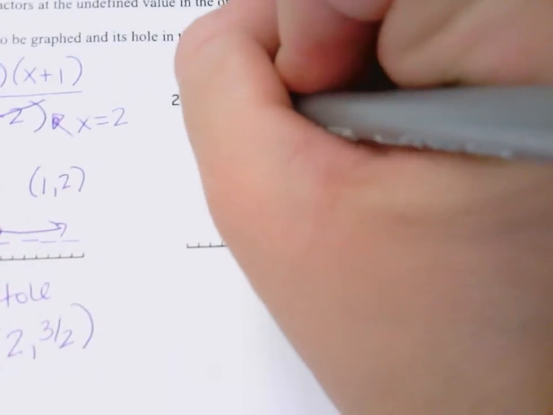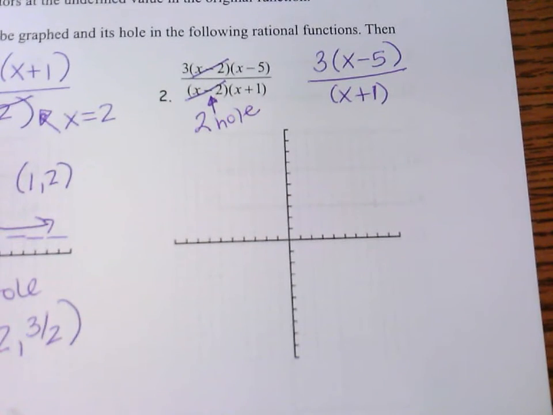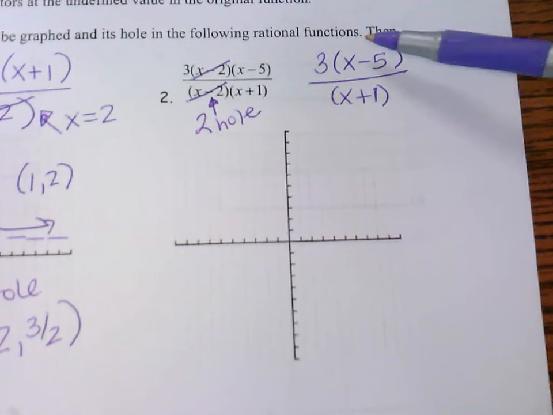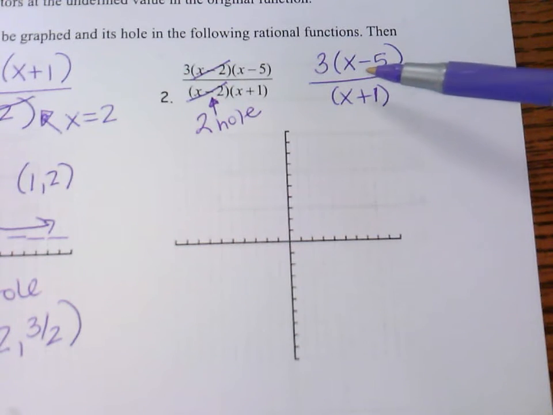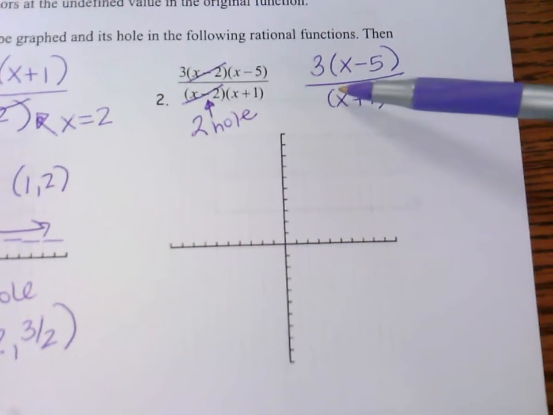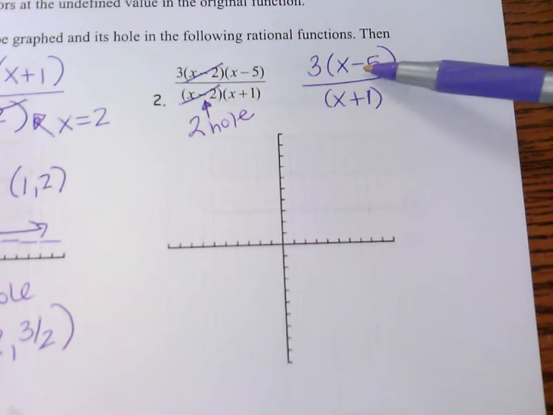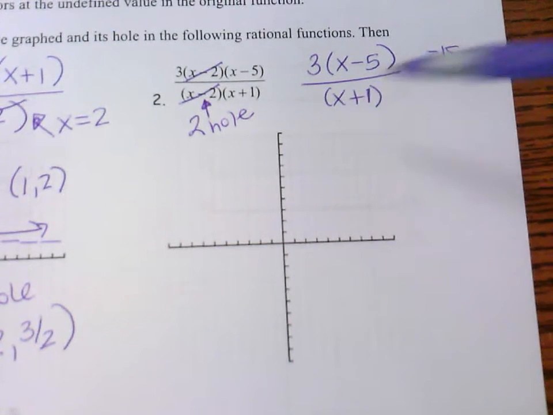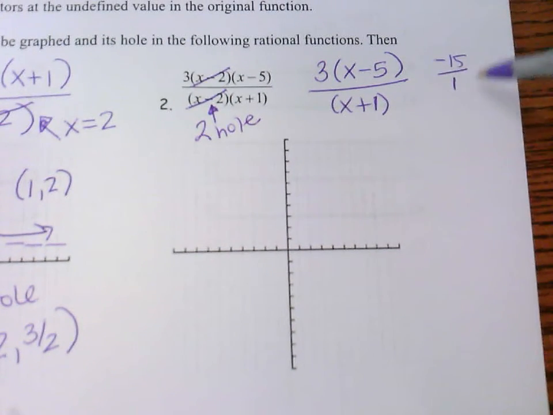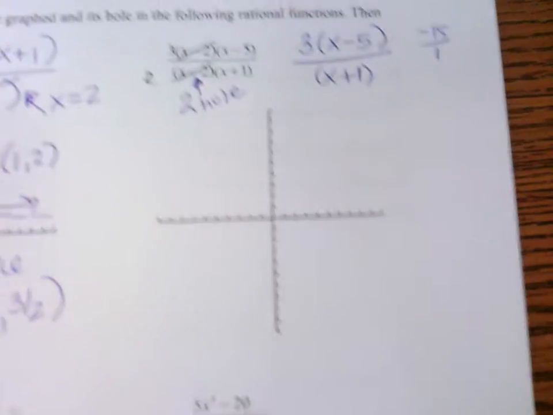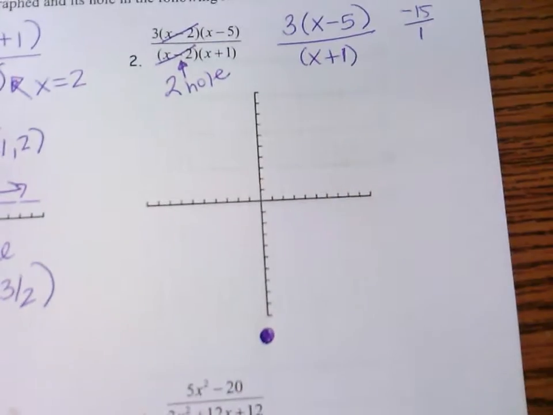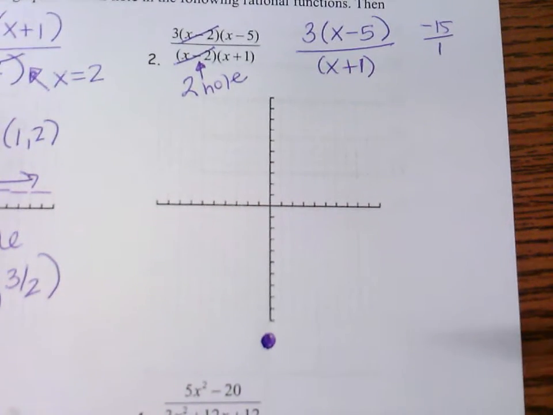I'm just going to write down that at 2 there's a hole so that I remember at the end there's going to be a hole at 2 because that canceled out. So let's answer our questions together. If I plug in 0, I might actually have to do the work this time. So 3 times negative 5 is negative 15, and then 0 plus 1 is just 1. So my y-intercept is at negative 15. I'm just going to plot a point way down here to show that my y-intercept is way down here on the graph, but there is one.